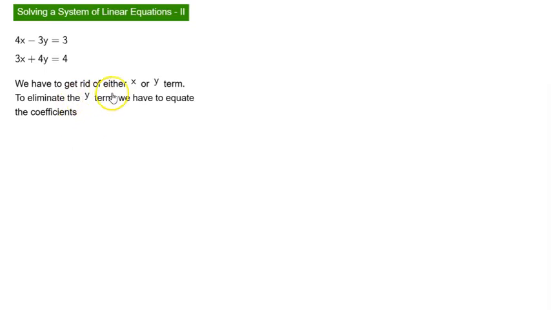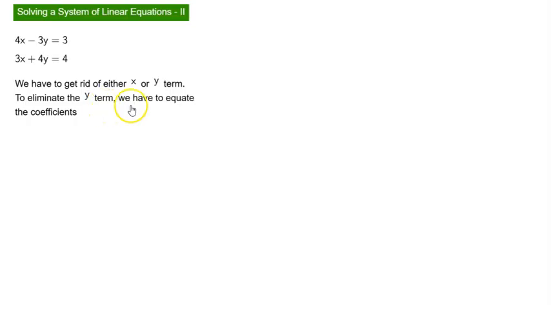Let us look at solving a system of linear equations, part 2. So let's begin with a system of linear equations: 4x minus 3y equal to 3, 3x plus 4y equal to 4. Now we have to get rid of either the x or y term.